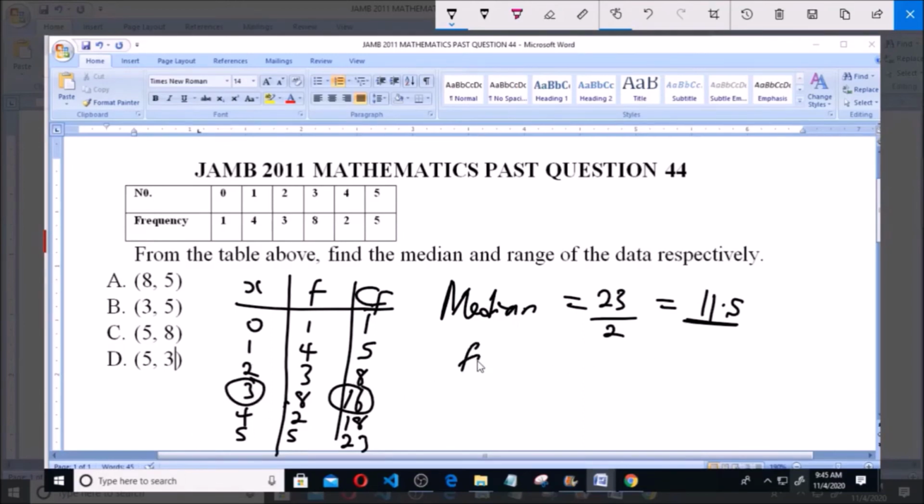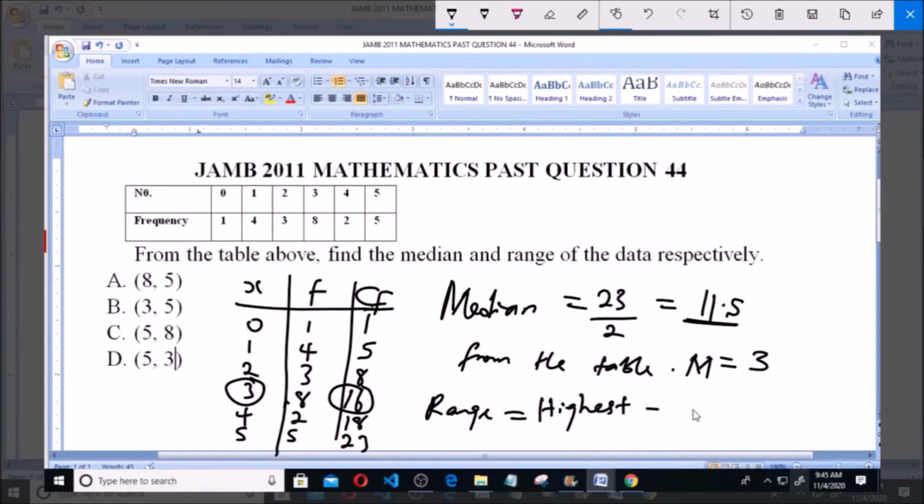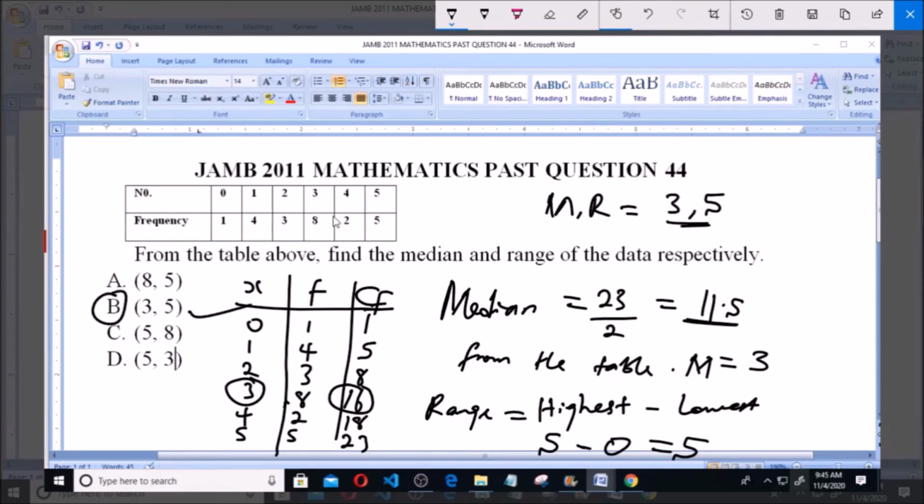So from the table, median M is equal to 3. Now the range is equal to the highest data minus the lowest data. Now from here, the highest data is 5, and the lowest data is 0, so the range is equal to 5. So therefore the median, range is equal to 3, 5, and that is option B, 3, 5.